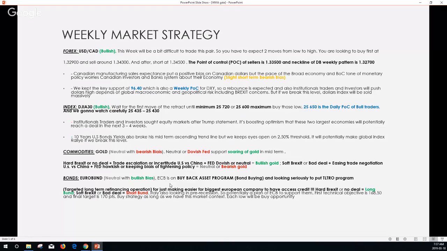Okay. And also from the bond, the fact that the ECB is applying the asset buyback program, which is bond buying, and also doing the TLTRO for the third time, is just keeping the bullish bias on the Eurobond. So each low that we make in this global context is a great time to collect bonds, so to buy the low for the bond.